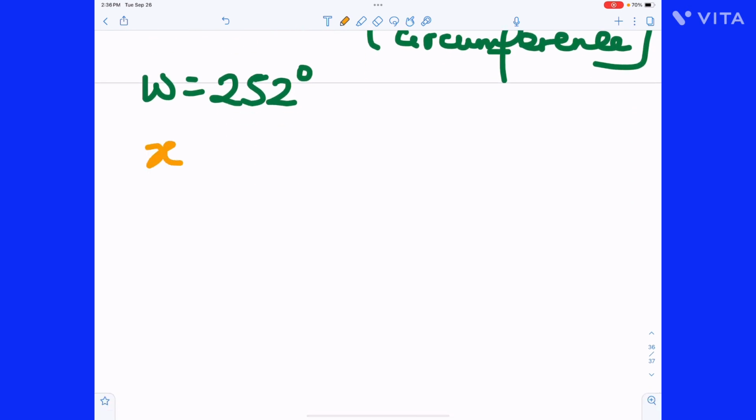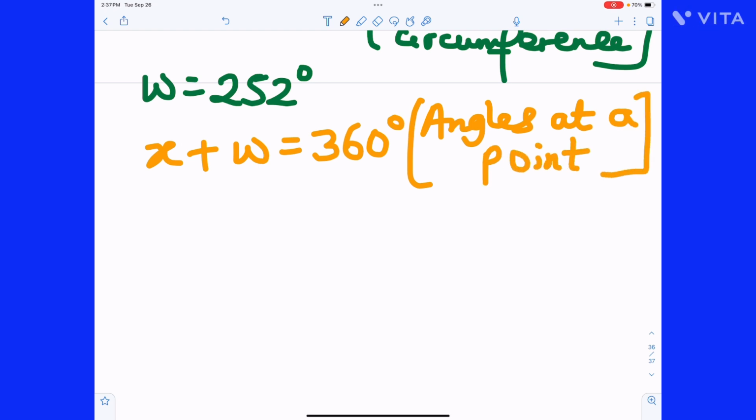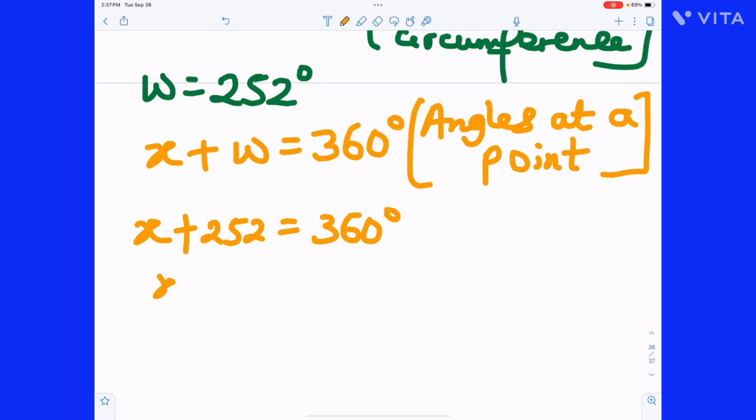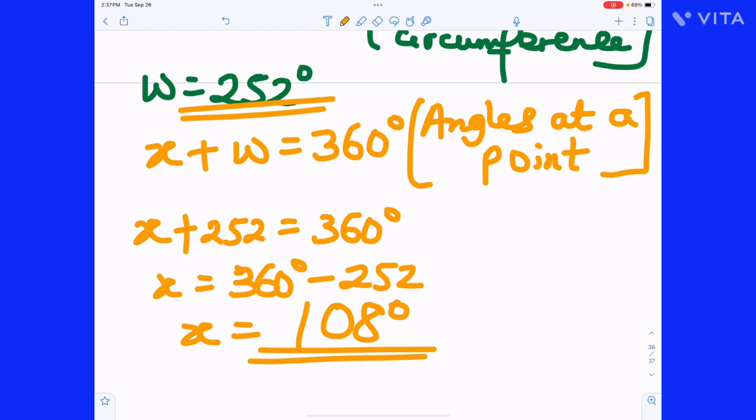How are we going to do that? X plus W is 360. What's that? Sum of angles at a point. The reason is that the sum of angles at a point is 360. So X plus 252 is 360. X is equal to 360 minus 252. That's 8. 5 minus 5, 0. 3 minus 6, 1. X is equal to 108 degrees.